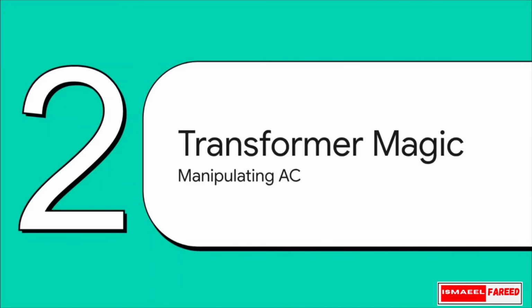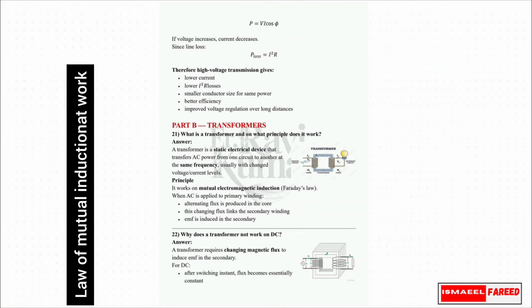Moving right along, let's get into section 2, the magic of transformers. You know, it's pretty amazing how simple this static device actually is. A transformer works entirely off Faraday's law of mutual electromagnetic induction. Basically, you apply an AC supply to the primary winding, which creates an alternating magnetic flux in the core. That changing flux then links over to the secondary winding and induces an electromotive force, or EMF. This lets us smoothly transfer power from one circuit to another, usually stepping the voltage up or down in the process.